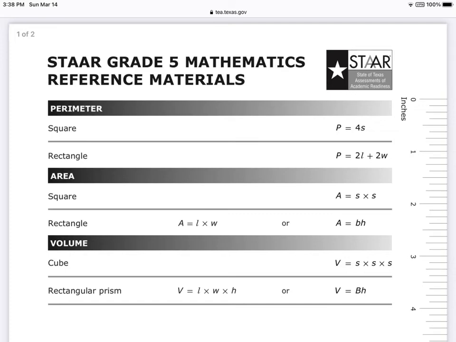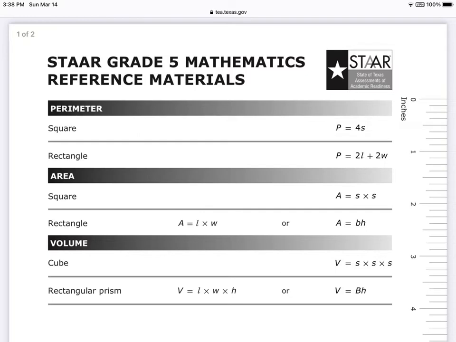All right, boys and girls, in this video, we're going to be talking about perimeter. And in fifth grade, you're going to be responsible, possibly on your test, to find the perimeter of a square or a rectangle, or in some cases, what's called a complex shape.